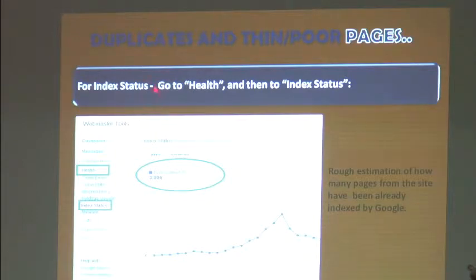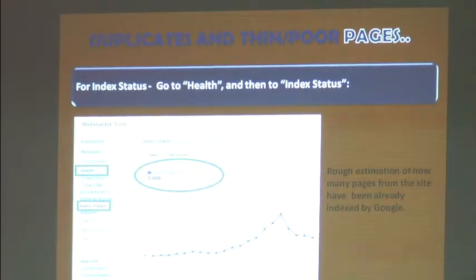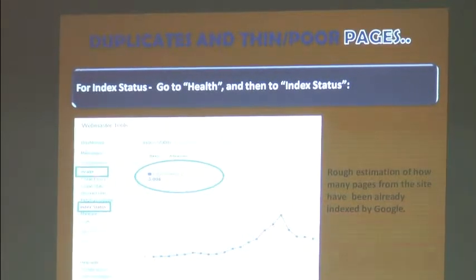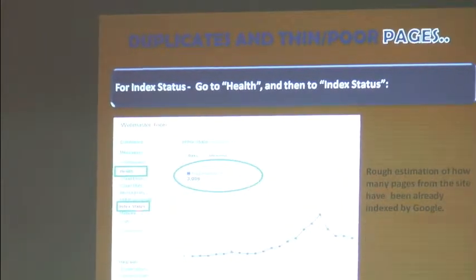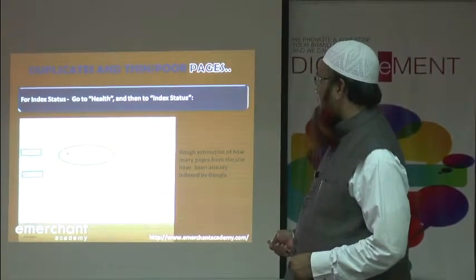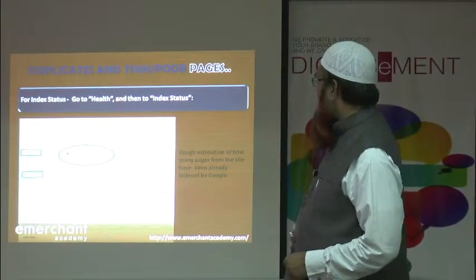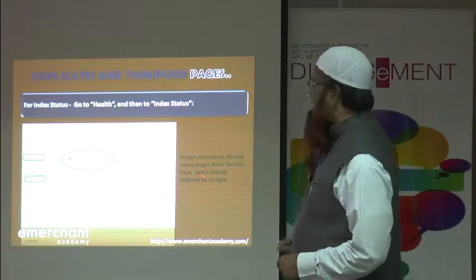Now for index status, go to health and then to index status. Here at the left side, there is something called health. This health means the health of your website. It is going to tell you the index status. Now here is what you need to see, index status. The total indexed is 3006. So this is a rough estimation of how many pages from the website have already been indexed by Google.